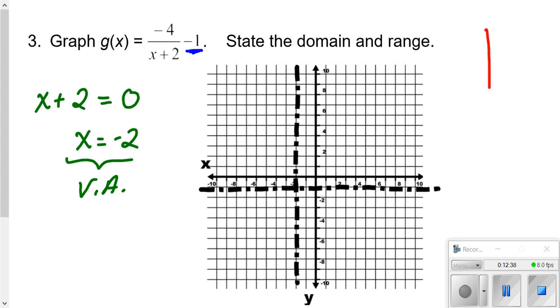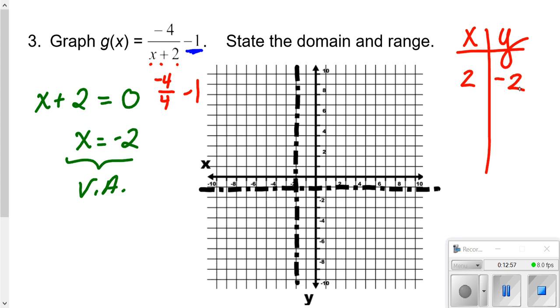Now, if I'm not sure which of those, I can always rely on just plugging in some points. So I could make myself a chart and then just put in some nice numbers. For instance, 2 would work swimmingly because 2 plus 2 is 4, and I'd have negative 4 over 4 minus 1. So that's negative 1 minus 1, which is negative 2. So if I just plot that, 2, negative 2, it's looking like it's the down in the lower right and up in the upper left. I think it's that one.